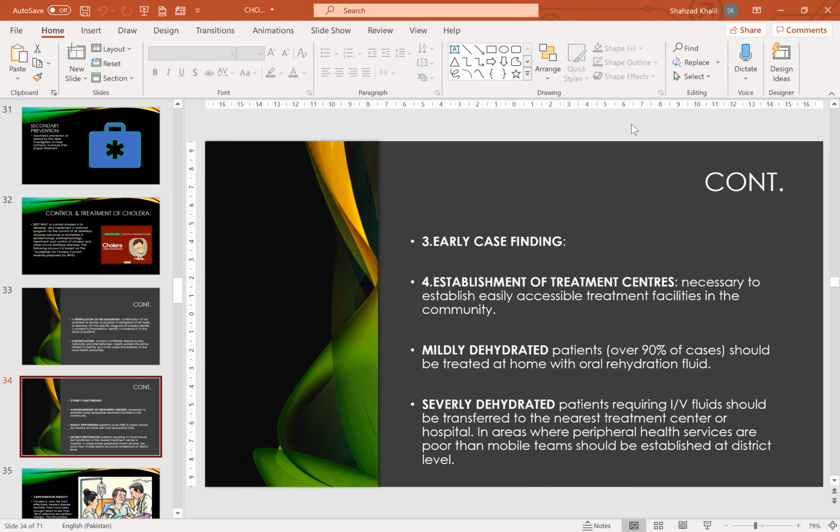Early case finding, then the establishment of treatment centers. It is necessary to establish easily accessible treatment facilities in the community. Mildly dehydrated patients, who are over 90% of the cases, should be treated at home with oral rehydration fluids. Severely dehydrated patients require IV fluids and should be transferred to the nearest treatment center or hospital. In areas where peripheral health services are poor, mobile teams should be established at district level.